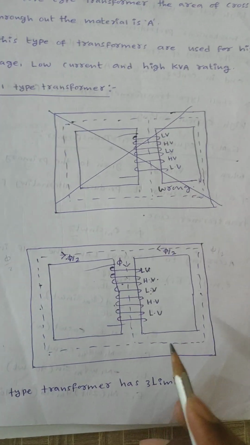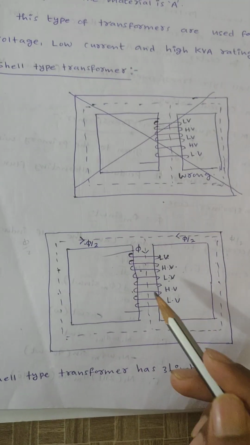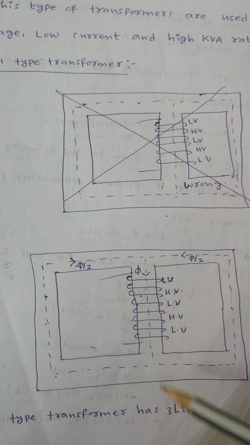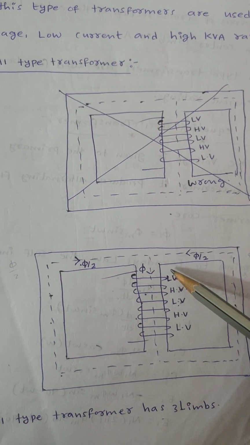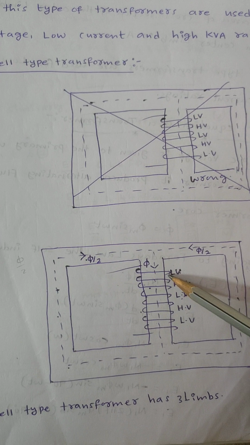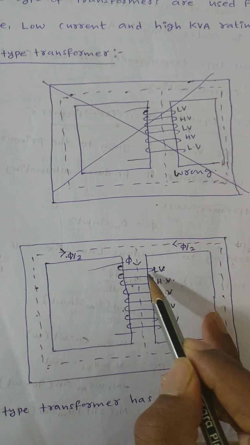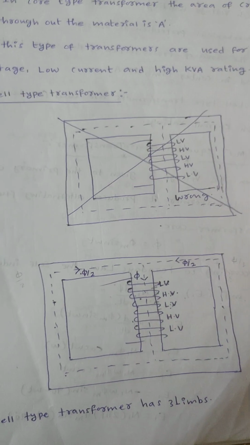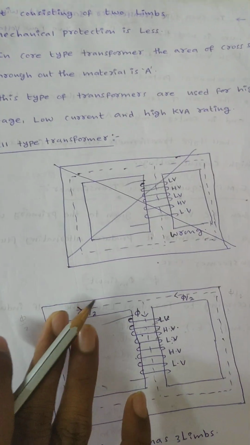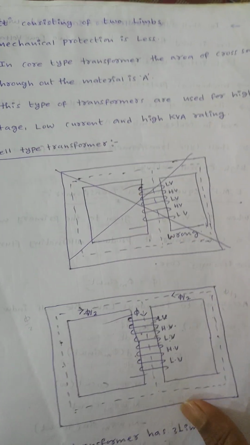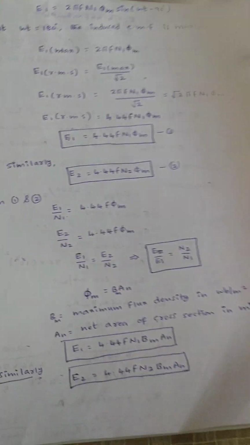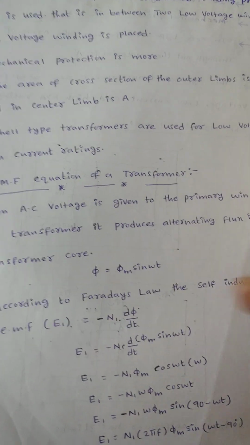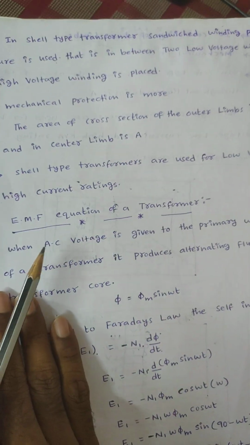Hence the cost of insulation is more in case of shell type transformer. Why? Because in between two windings we always need to place insulation. Here I need to place insulation, here I need to place insulation, here I need to place insulation. Then the cost of the insulation will be very high in case of shell type transformer. Hence shell type transformers are used for low voltage and high current rating applications.